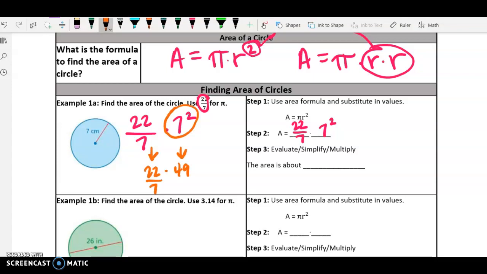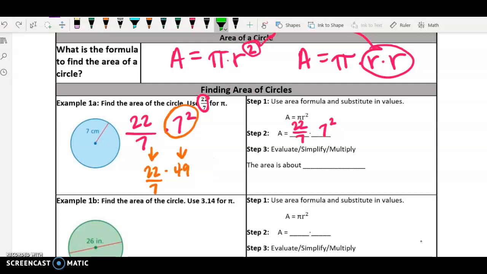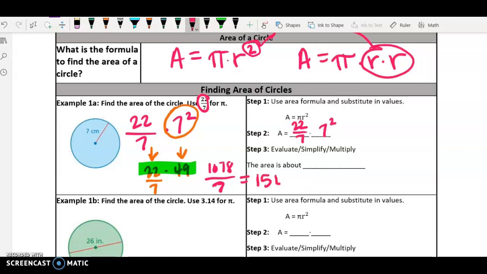Now we just multiply straight across. So we have 22 times 49. Oops, I'm writing in my highlighter. And then we divide by 7, and we get 154. So our area is about 154 centimeters squared.